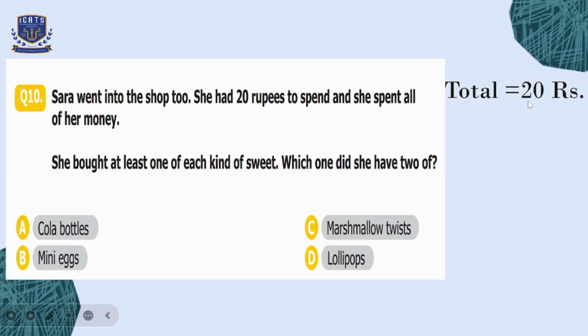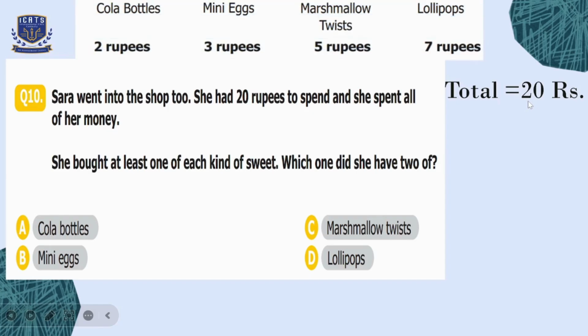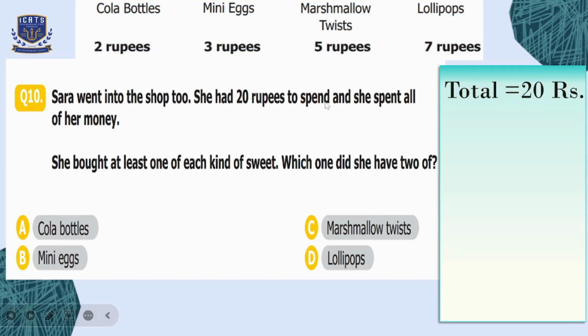So we know the total amount is 20, and I have mentioned the rate list as well. Now, the cost of cola bottle is 2, mini eggs 3, marshmallow twist 5, and lollipops 7. So if I add the numbers, the total is equal to 17. So it means that if she spends 17 rupees, she can buy at least one of each kind of sweet. Now we have to see which sweet she can buy two times.